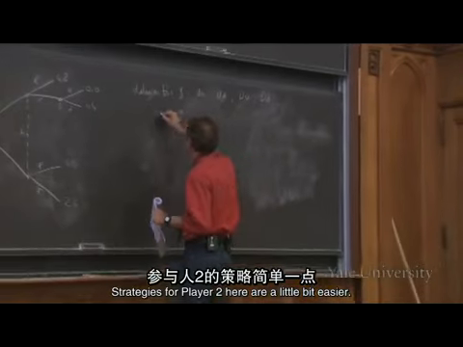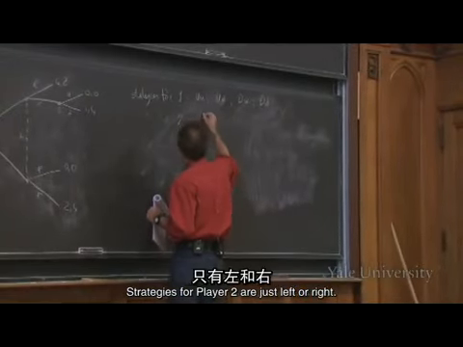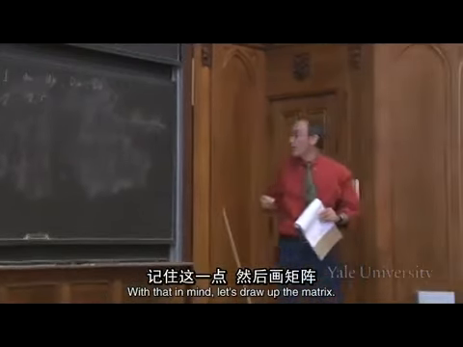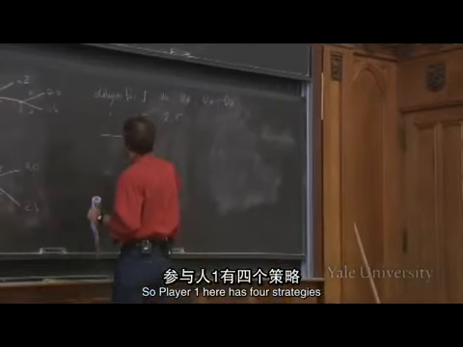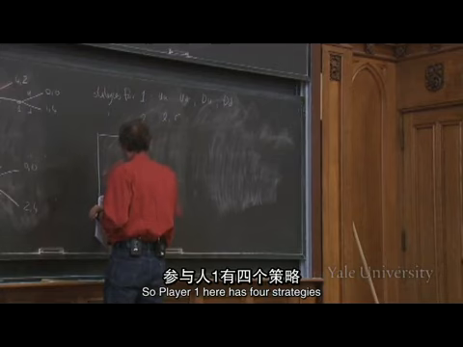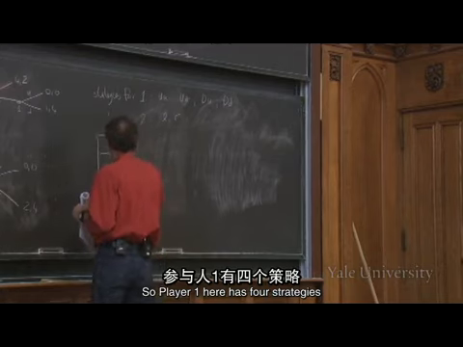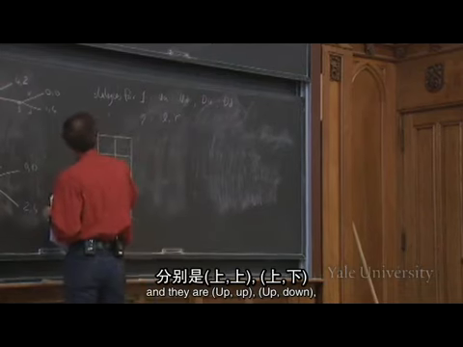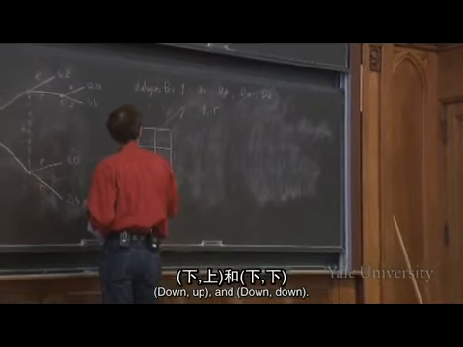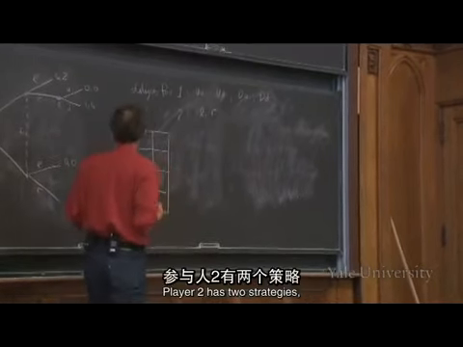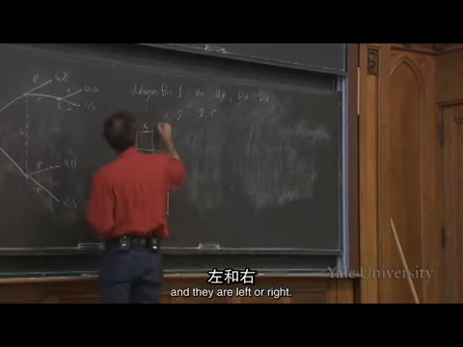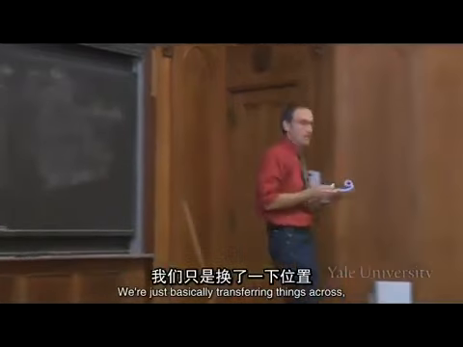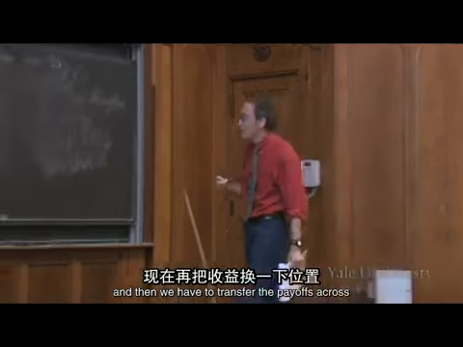Strategies for player 2 here are a little bit easier. Strategies for player 2 are just left or right. All right? With that in mind, let's draw up the matrix. So player 1 here has 4 strategies, and they are up, up, up, down, down, up, and down, down. And player 2 has 2 strategies, and they are left or right. All right, everyone okay so far? We're just basically transferring things across. And now we have to transfer the payoffs across.